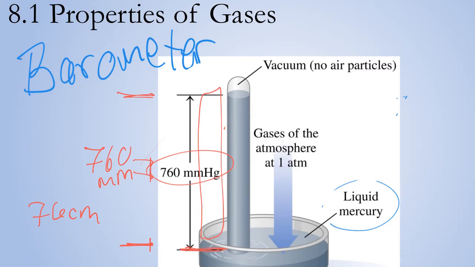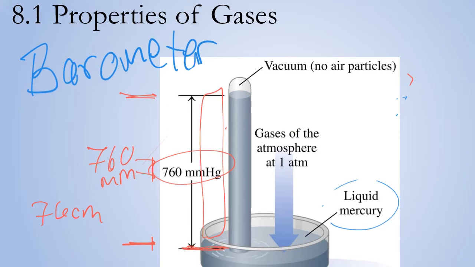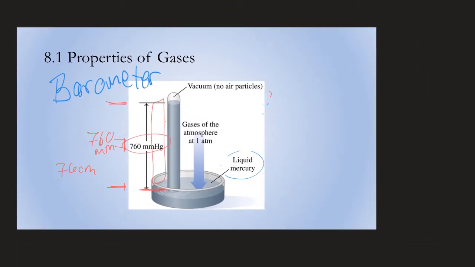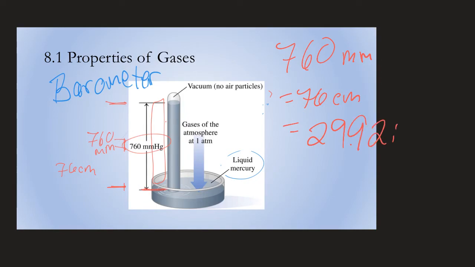And now you could convert this into inches, and just to show that, we can do the math. 760 millimeters, which equals 76 centimeters, if you divide that by the conversion factor of 2.54 centimeters per inch, you get approximately 29 inches, 29.92 inches.